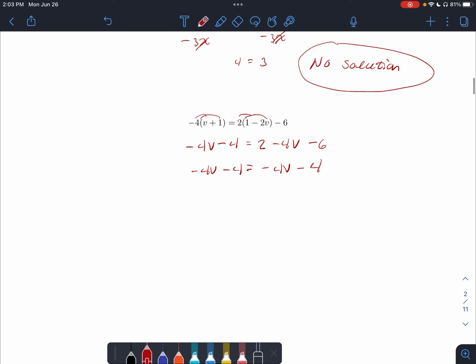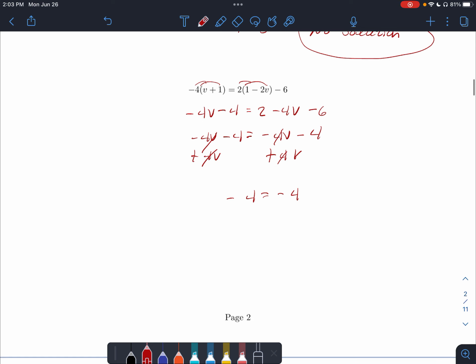But if you want to, let's go ahead and add 4v to both sides. These will cancel. These will cancel. Then we get negative 4 is equal to negative 4. And we're left with an equality with no variables that is true. So that means that there are an infinite number of solutions.